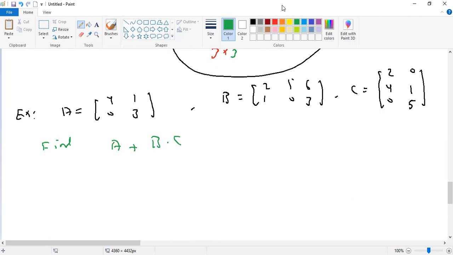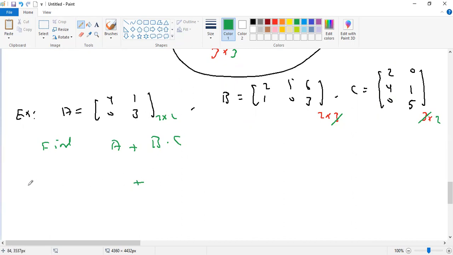Yes, it can be done. Why? Because this matrix is 2 by 3, 2 rows by 3 columns, and this matrix has 3 rows and 2 columns, the first and the second column. Can we multiply b by c? Yes, and the answer is 2 by 2. And a is also 2 by 2, so it can be added. First you have to multiply.